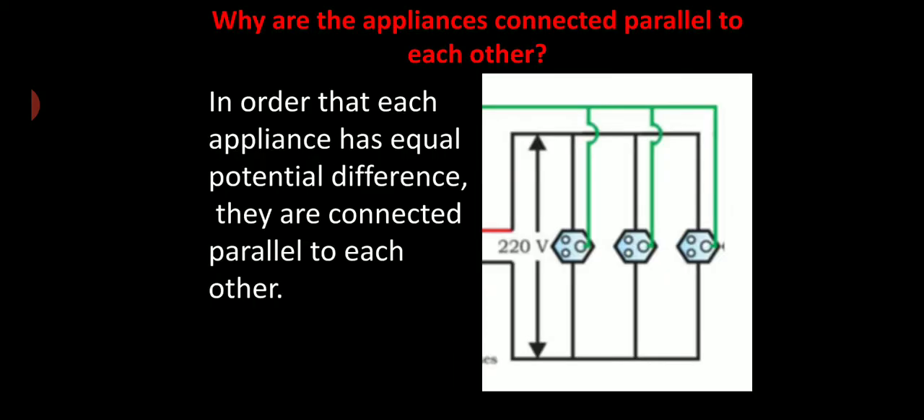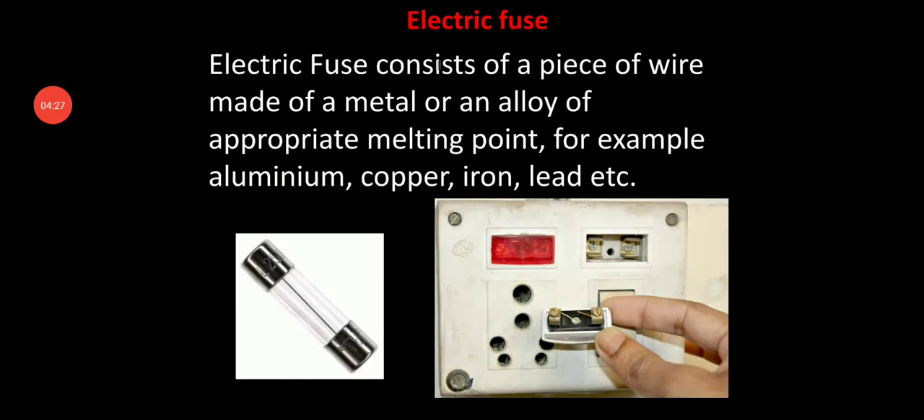There is one more component, the electric fuse, and this fuse consists of a piece of wire made of metal or an alloy of appropriate melting point, for example aluminium, copper, iron, lead. It is inserted in the circuit. Why is it used in the circuit?